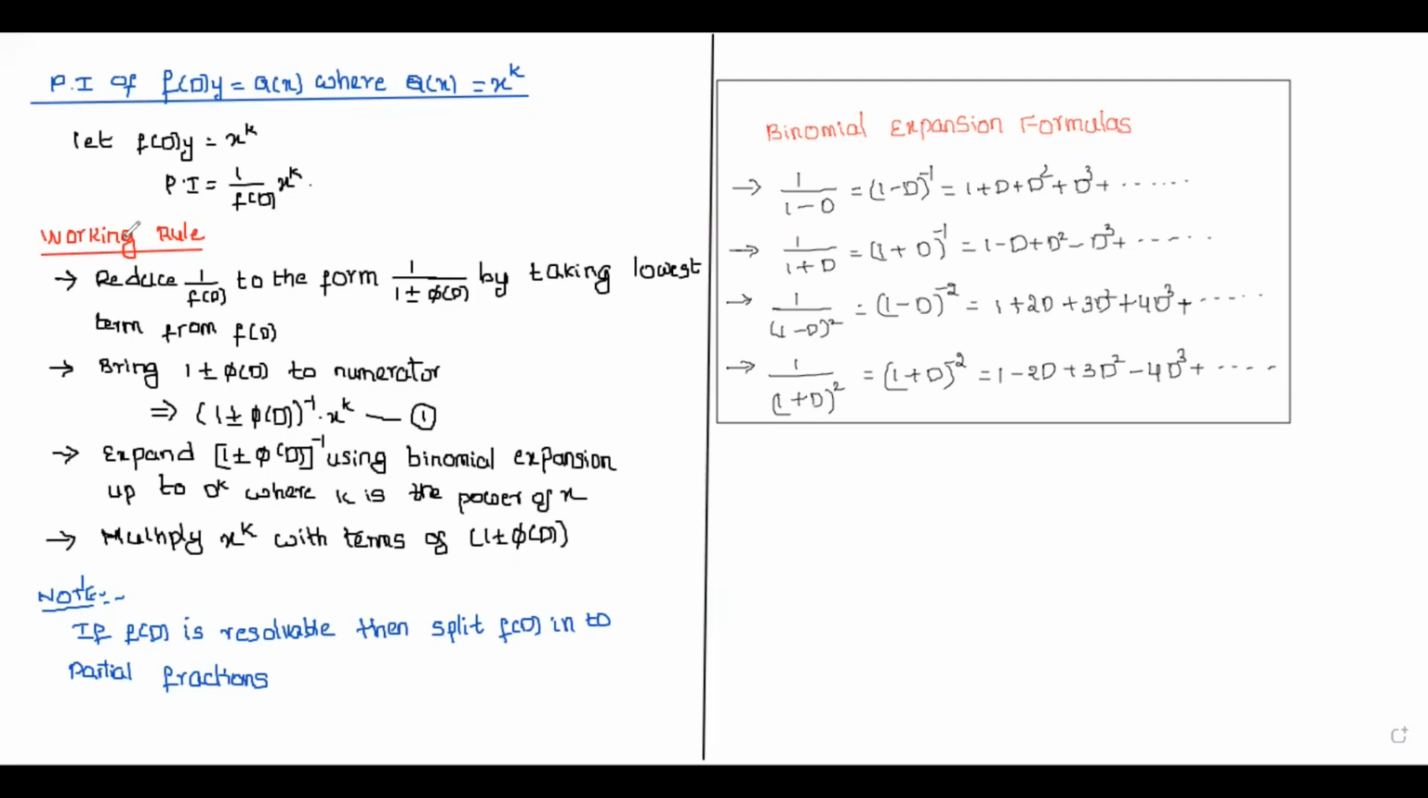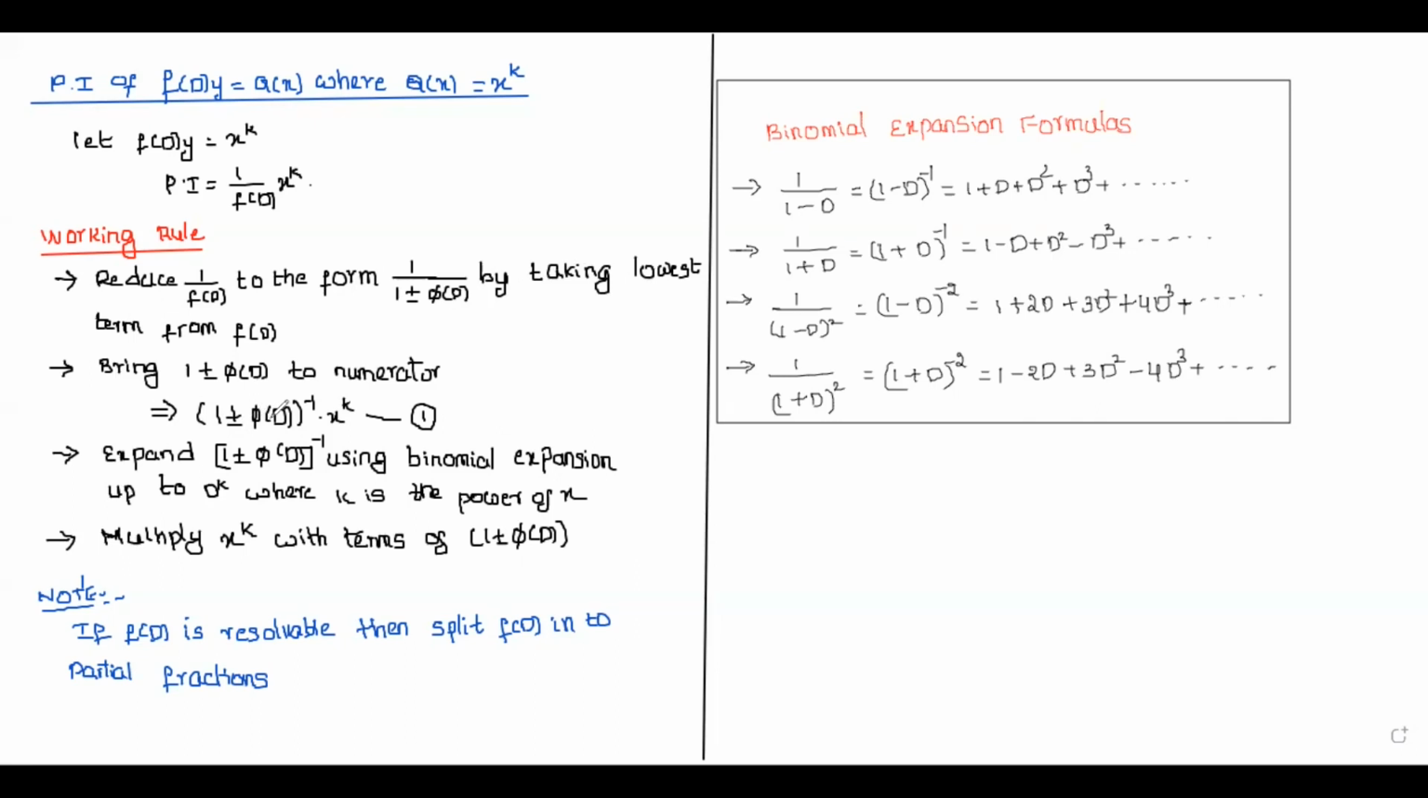Now the working rule. First of all, we have to reduce 1/f(D) to the form of 1 plus or minus phi(D) by taking the lowest term of f(D). First we find the lowest term of f(D), then take that term outside from f(D). Then we get the form 1 plus or minus phi(D), so it becomes [1 plus or minus phi(D)]^-1 x^k. This is our equation one.